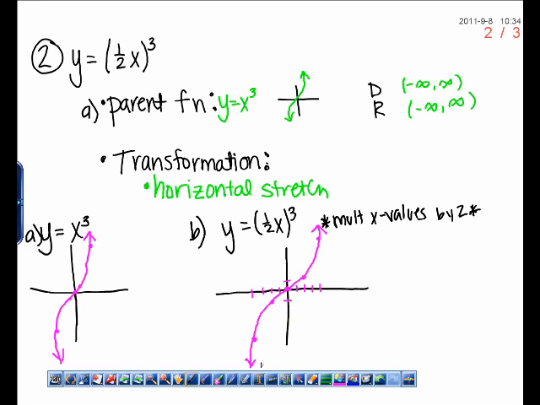What's the domain of our new graph? Still all real numbers. What's the range? All real numbers. If you're performing transformation on a parent function that has a domain and range of all real numbers, it will still be all real numbers. Questions? Great. Let's do another one. This will be our last one.